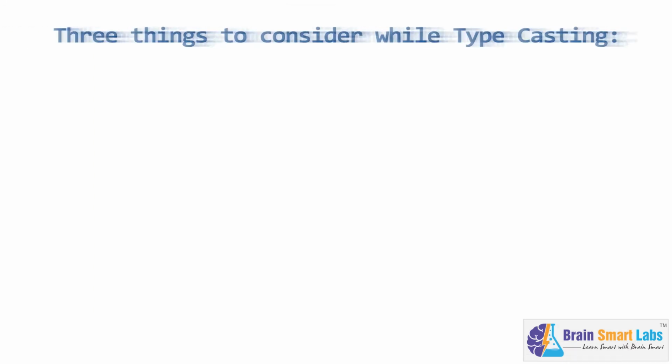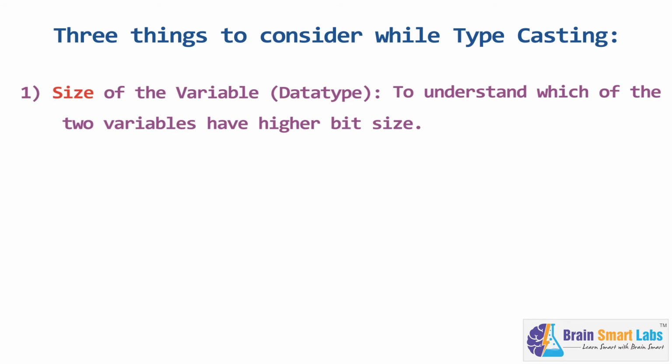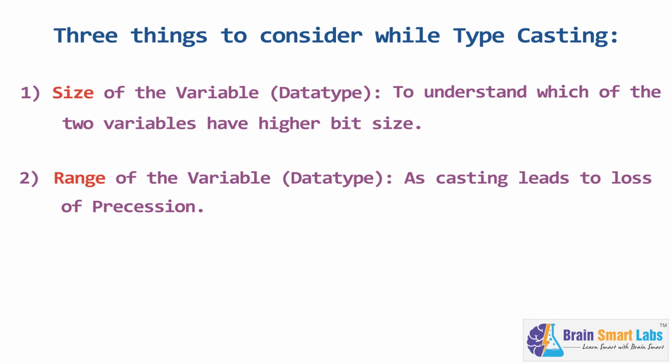Got it? There are three things to be considered before performing any typecasting operation. They are the size of the variable. We always have to know the size of the two variables involved in typecasting. The bit size defined for a data type plays a very important role during typecasting. Range of the variable. Knowing the range of the variable is a very important aspect, as typecasting leads to precision loss or data loss during casting of numbers.